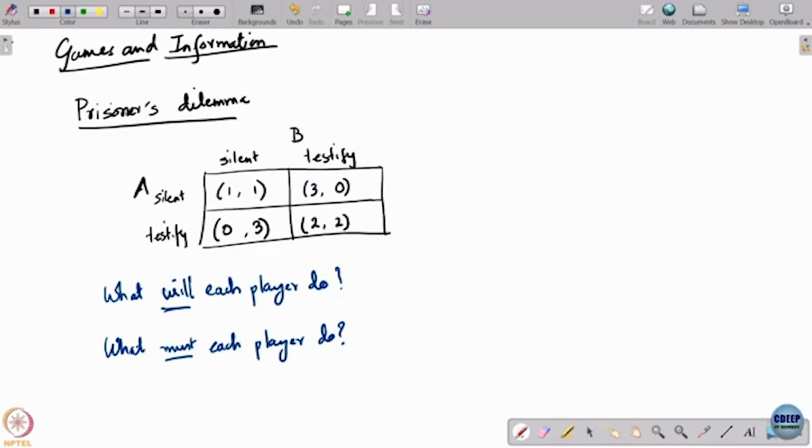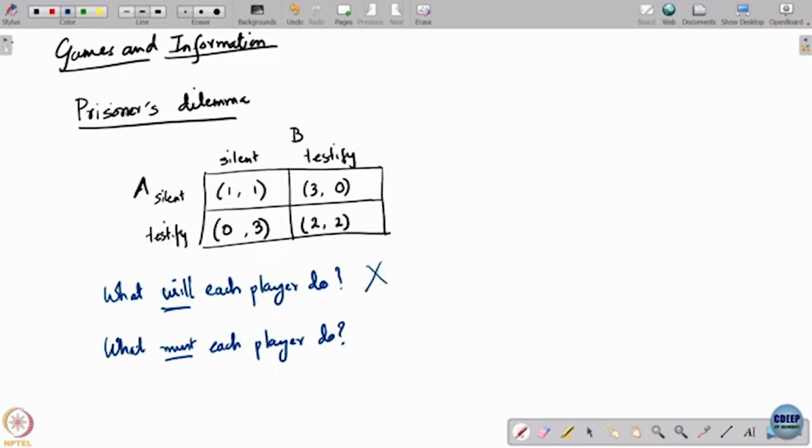What must each player do is not asking for a prediction. What must each player do is asking you for what the law is, what should be the right thing for the player to do. Okay. So now in game theory, we are not interested in the first question.